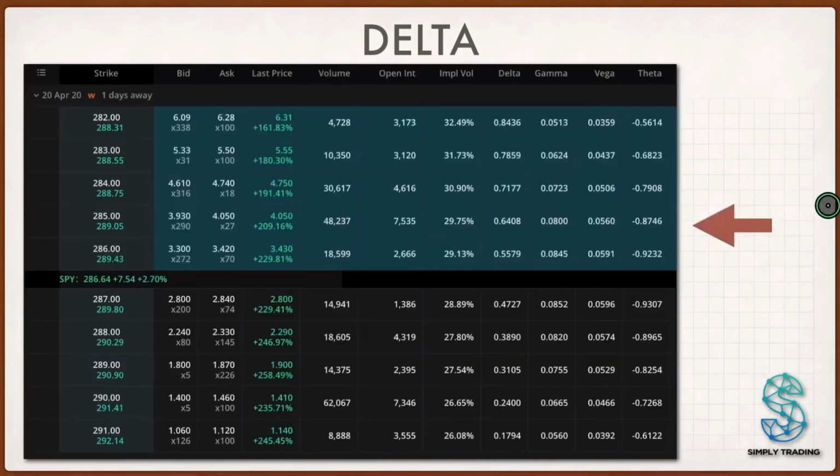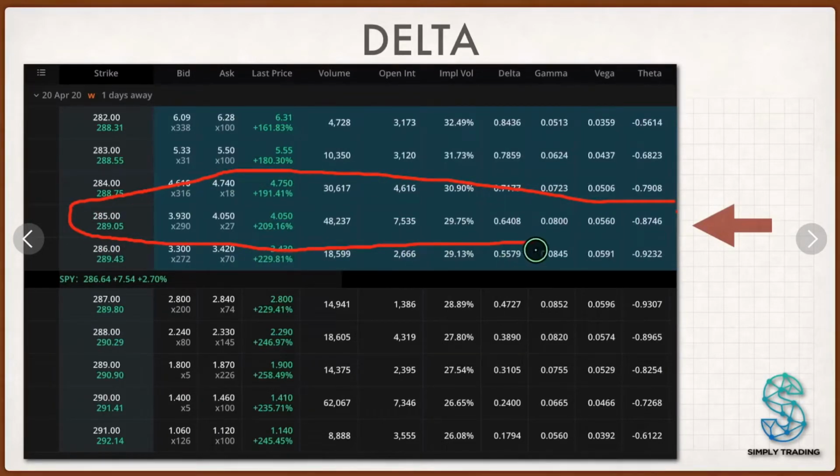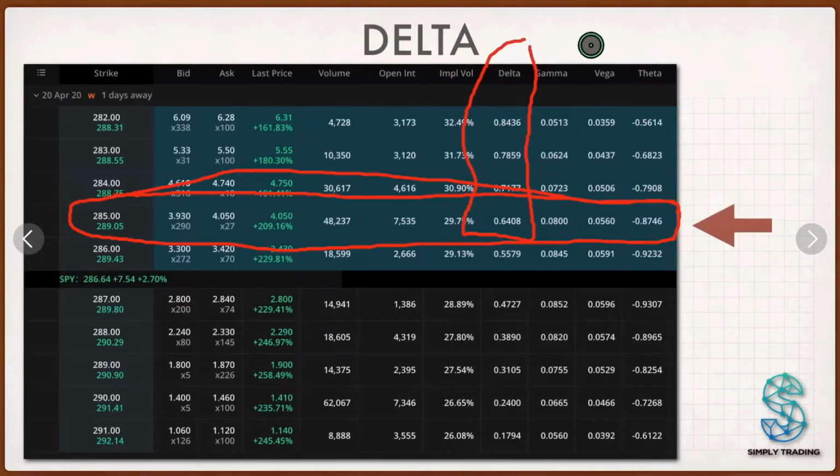If we look at this here, this is an options contract spreadsheet. If we look at this one right here, this 285 share price, we can see that the delta on this one is 64 cents per share of your contract, and each contract is 100 shares.